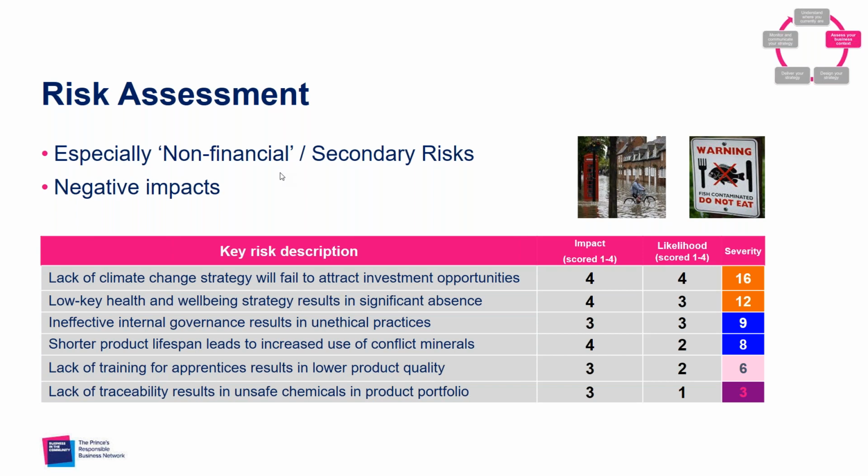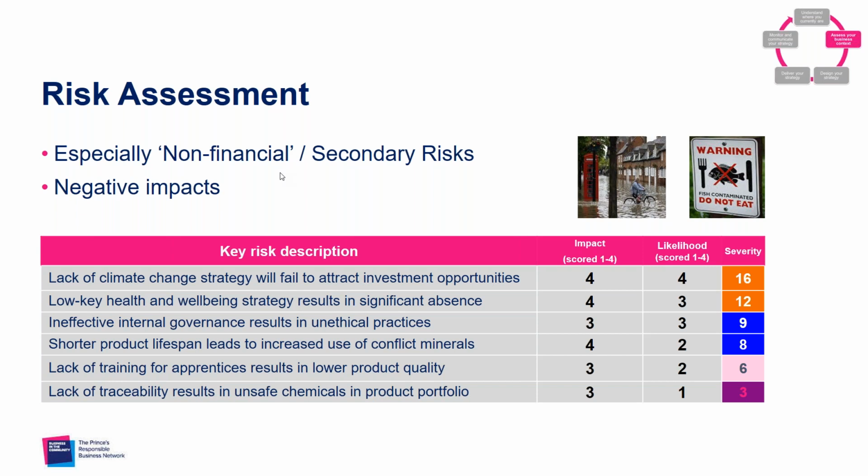And the first line reads then that because of a lack of climate change strategy, there's a risk that we can't articulate an approach to investors, which will lead to a failure to attract investment opportunities. I scored an impact of 4, likelihood of 4, leading to a maximum severity of 16. So that really indicates that this should be addressed through your new strategy. Now, you'll have to decide what actions you will take for different levels of severity and whether to focus on these issues in your strategy.